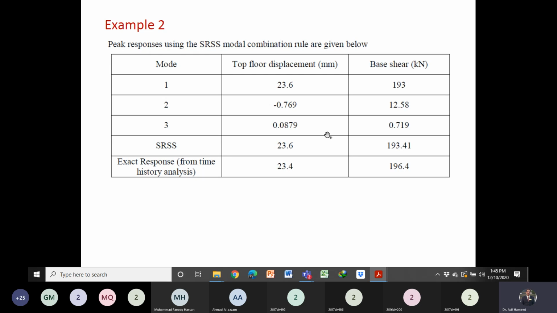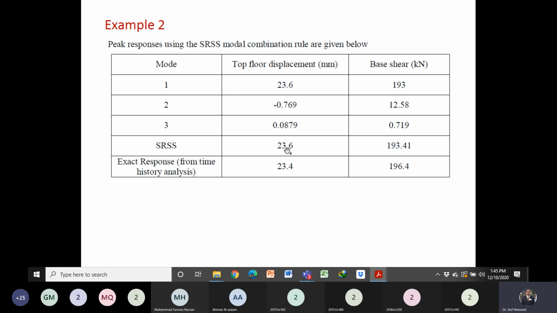But we are interested to find out the total response. What we can do, we can use the modal combination rule. Here, the square root of sum of square method is used. We can take the square of this response, square of this response, square of this response. We can add these three values and then we can take the under root. This will be the answer.